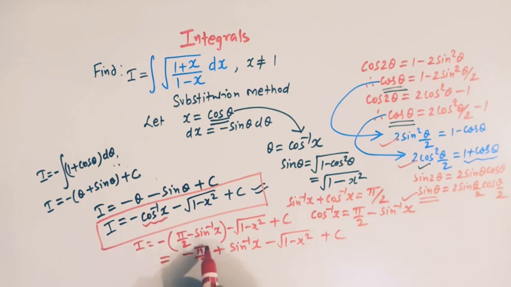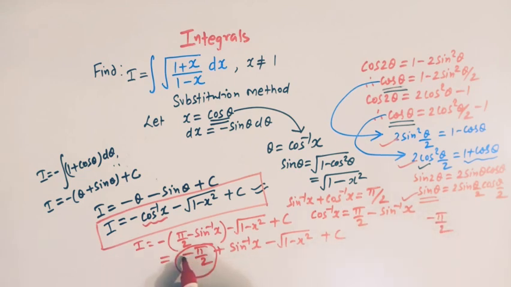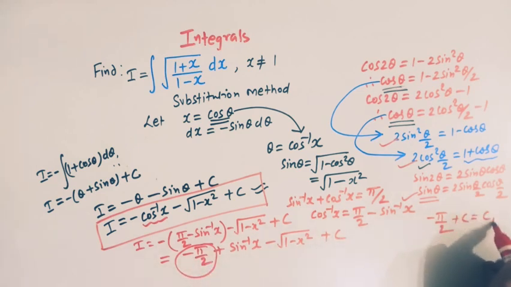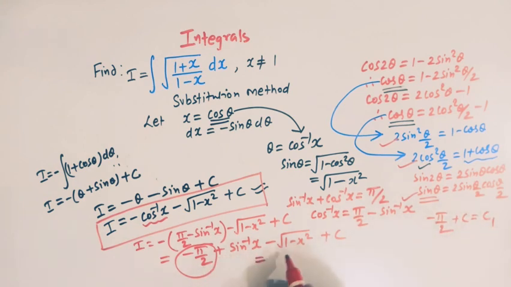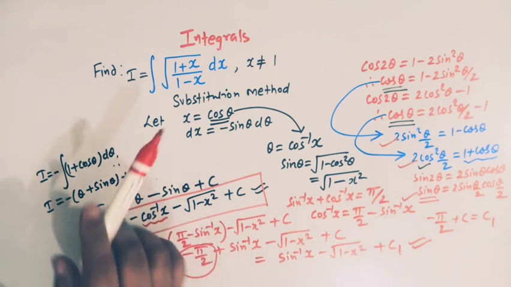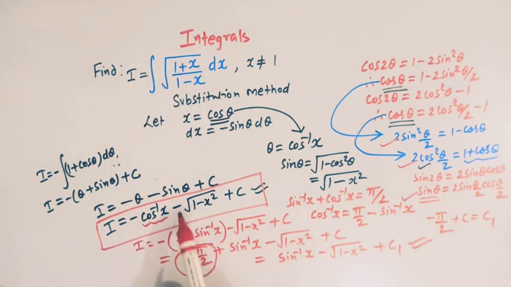Now we see that minus pi by 2 is a constant, and when we subtract this pi by 2 from c, then we'll get another constant, right, which is denoted by c1. So we can now write this result as sine inverse x minus square root of 1 minus x square plus c1. So this can also be one of the results which can be taken for this integral, right? So these two results are equivalent.